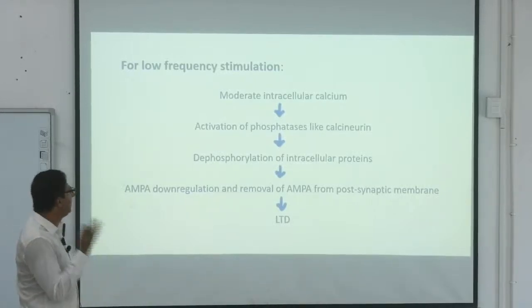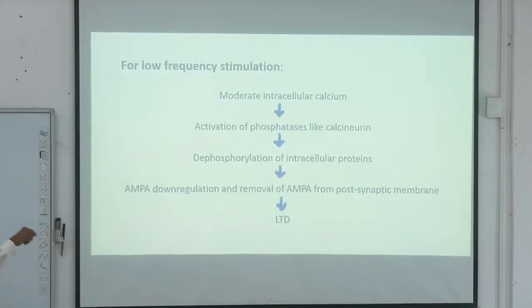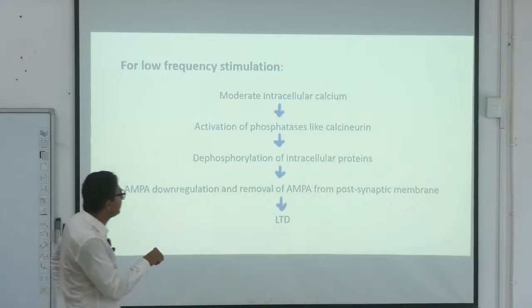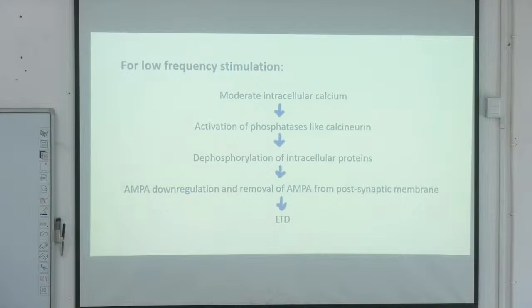Okay, what was happening in LTP? Proteins were getting phosphorylated, right? Now what is happening in LTD? Proteins are getting dephosphorylated with the help of calcineurin, right? Now here is AMPA down regulation and removal of AMPA from the postsynaptic membrane. In long term potentiation there was upregulation of AMPA, and in long term depression there is down regulation of AMPA receptors, right?